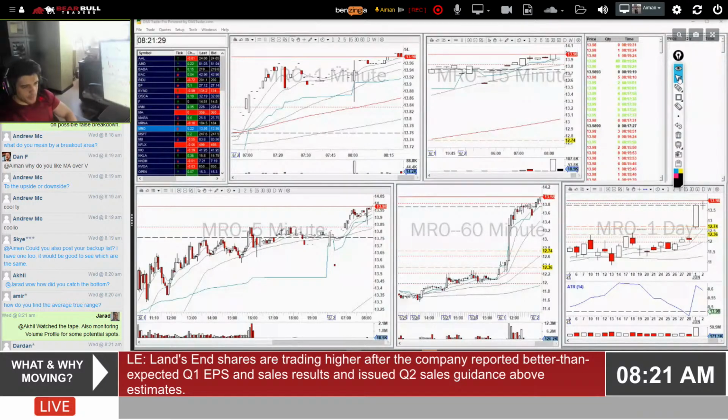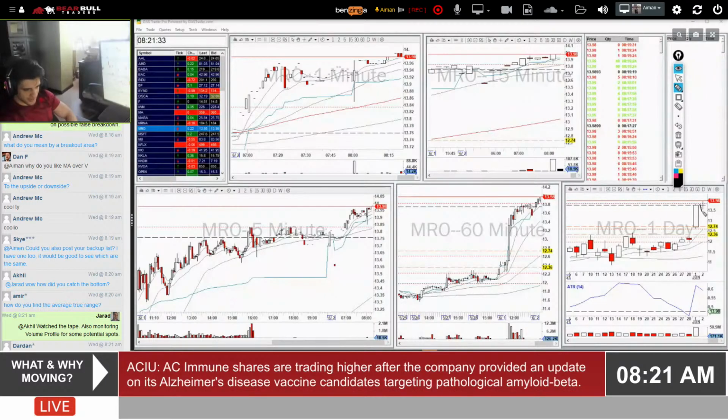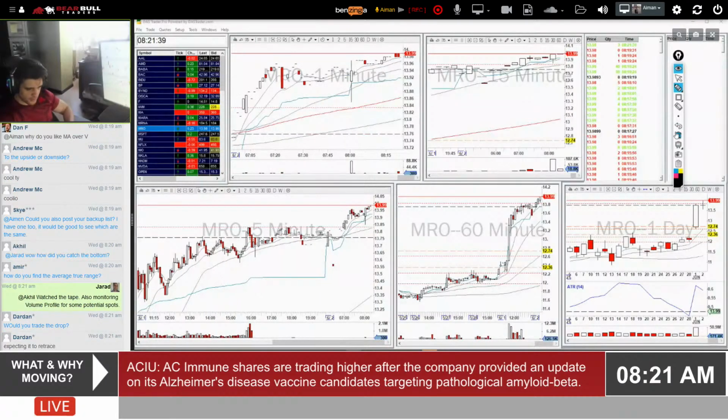No, I'm not trading the drop because I don't know how much it will overlap. It could overlap 10%, 20%, 30%, and then continue going higher. I do expect it to retrace, but will it retrace enough to give me the risk to reward I'm looking for?